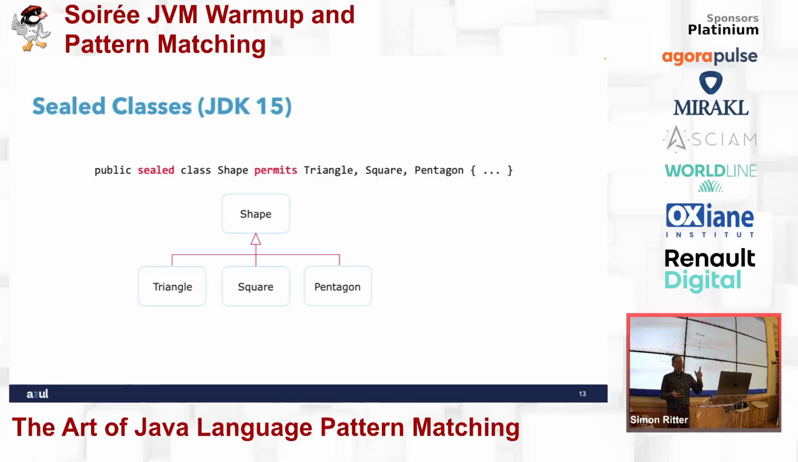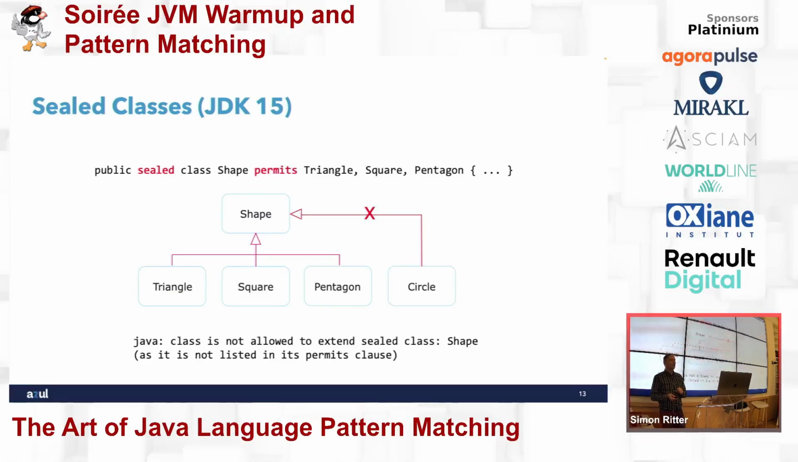If somebody comes along and says, I like that class Shape, I'm going to subclass it and create a new one called Circle, then the compiler won't let you. It'll say class is not allowed to extend sealed class Shape, not listed in the permits clause. So it becomes very simple, and you can catch errors like that. Why this is important will become clear later on.